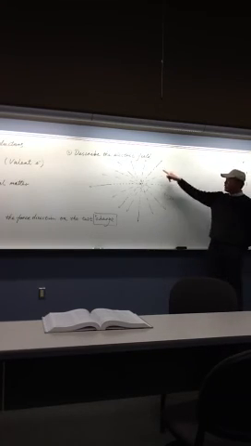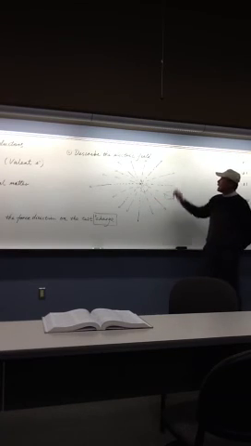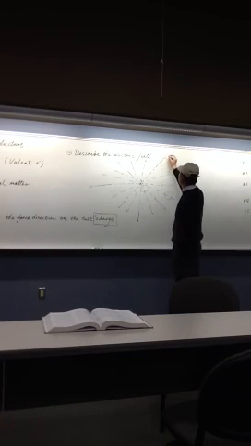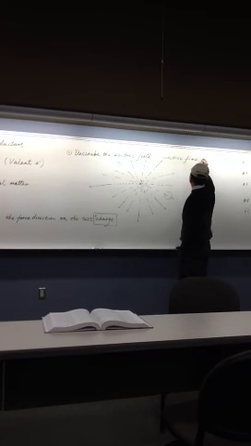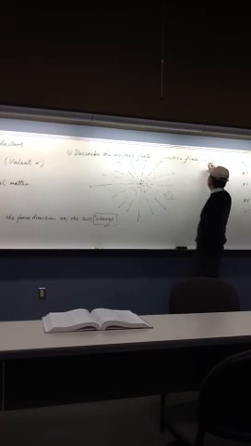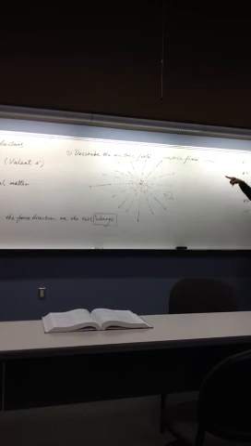Okay? Those lines have a special name. We call them electric field lines. We use those kinds of lines to describe the shape of the electric field.